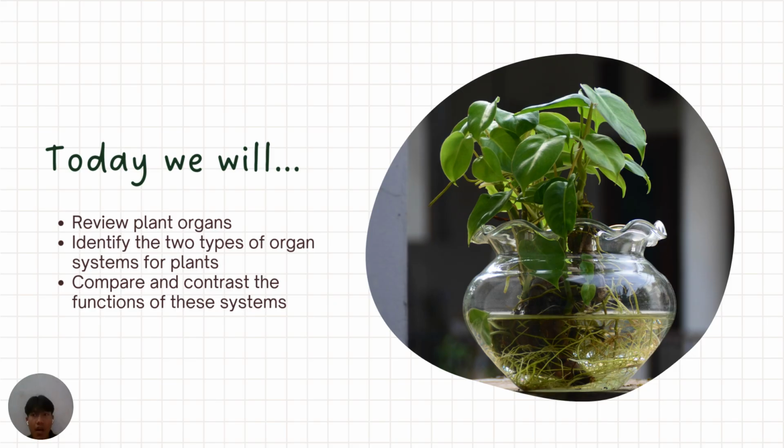Here is our agenda for today's session. We have three main goals. 1. We will review plant organs. 2. We will identify the two types of organ systems found in a plant. And third, we will compare and contrast the function of these two systems.